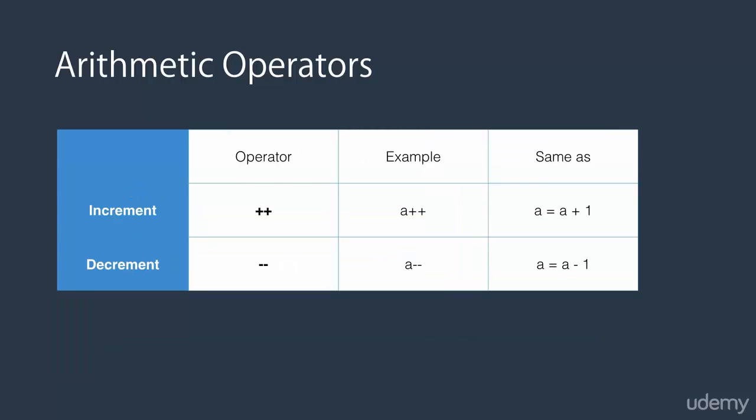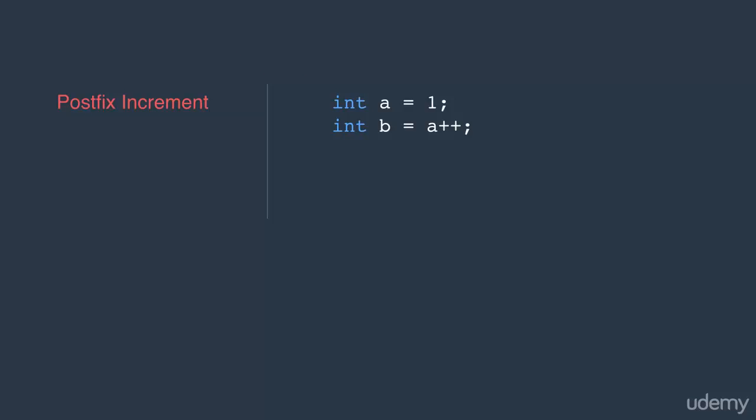We also have 2 arithmetic operators called increment and decrement, which are shortcuts for adding 1 or subtracting 1 from a variable. So a++ is equivalent to a equals a plus 1. Now with this increment and decrement operator, there are 2 ways you can apply them. You can use them as a postfix.